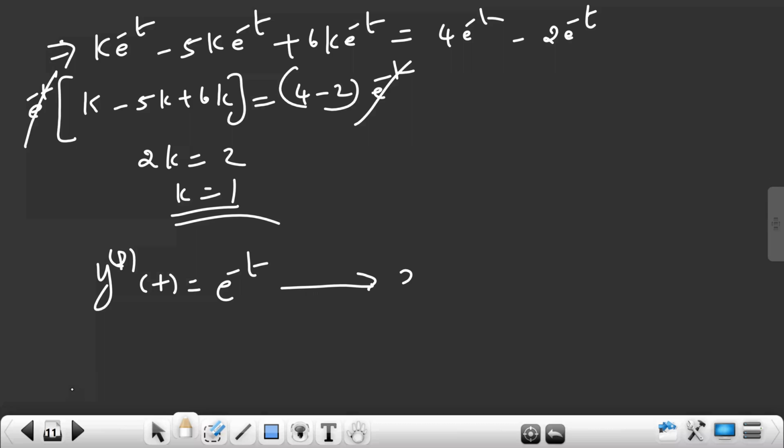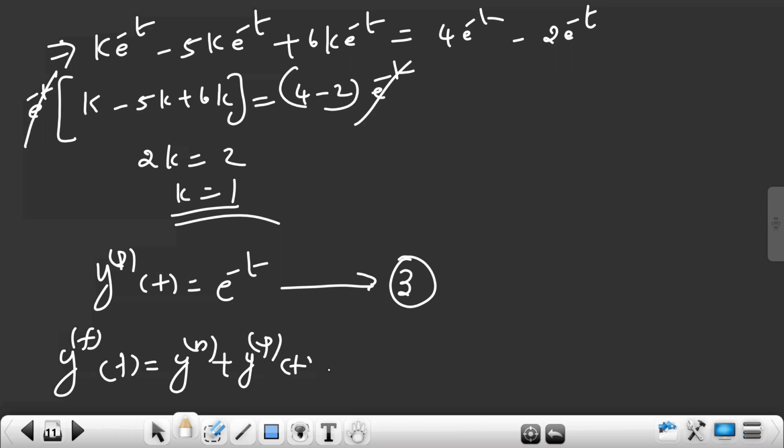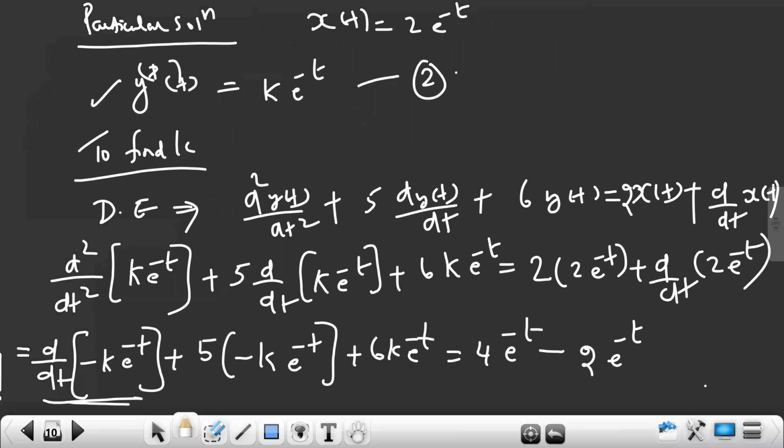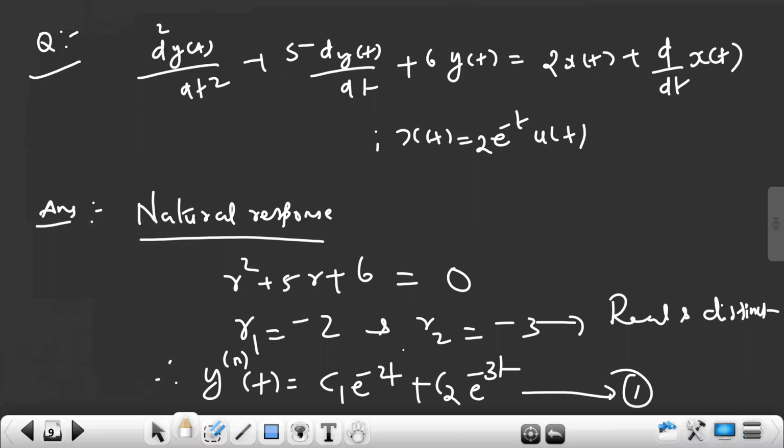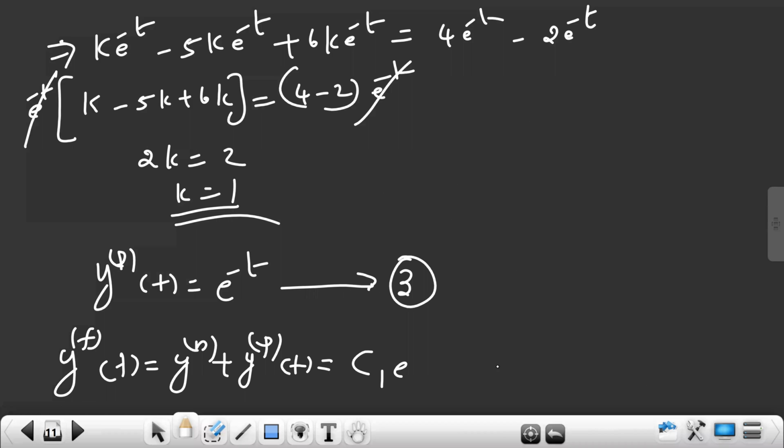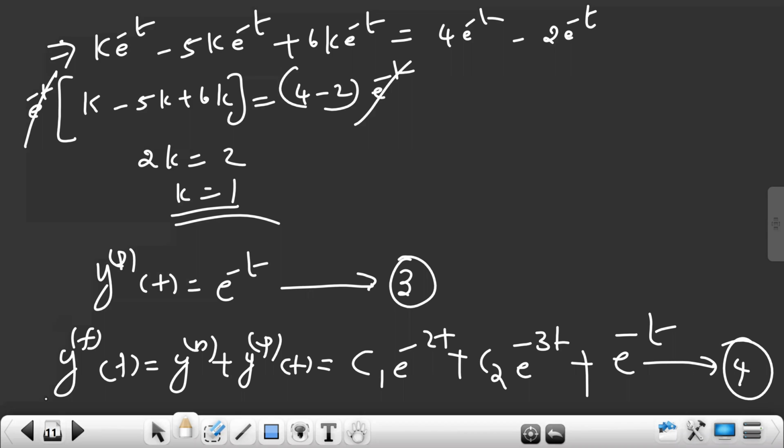Now you will write your forced response. Forced response is equal to natural response plus particular solution. And what was your natural response from equation number 1? It is C1 e to the power minus 2t plus C2 e to the power minus 3t, plus your particular solution is e to the power minus t. Let it be equation number 4. This is your final equation. But we have to find C1 and C2.